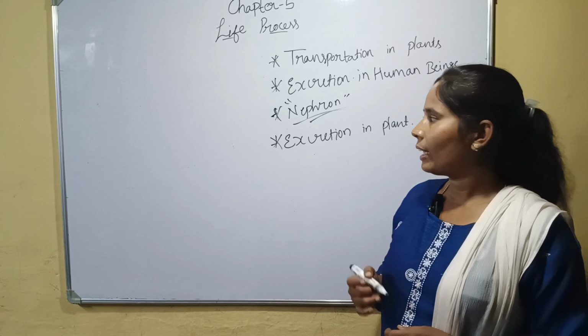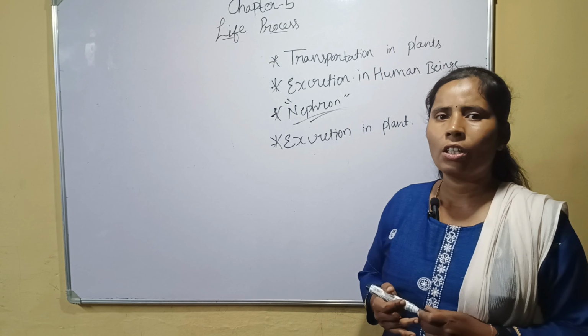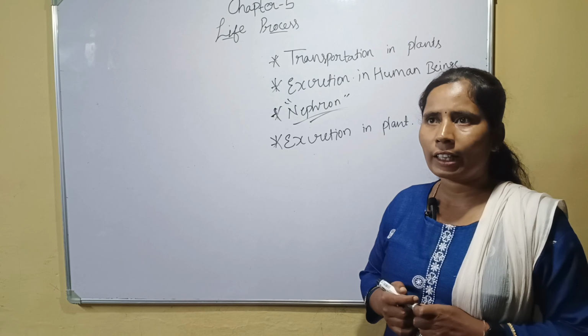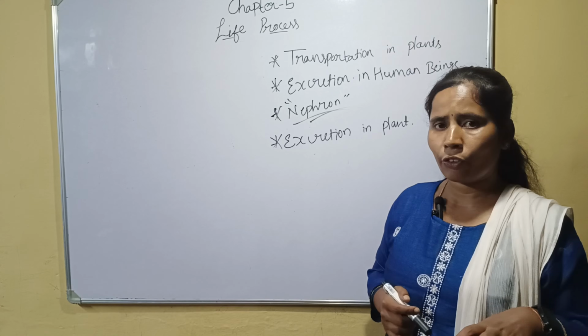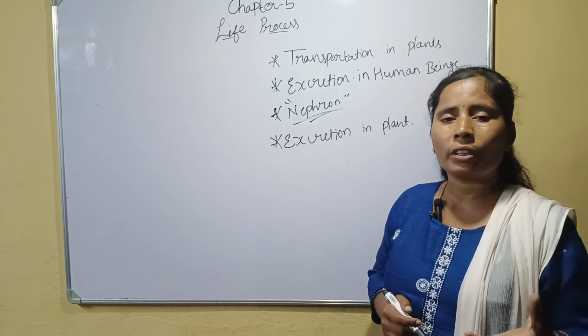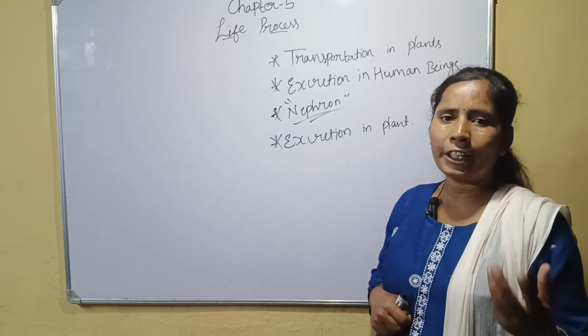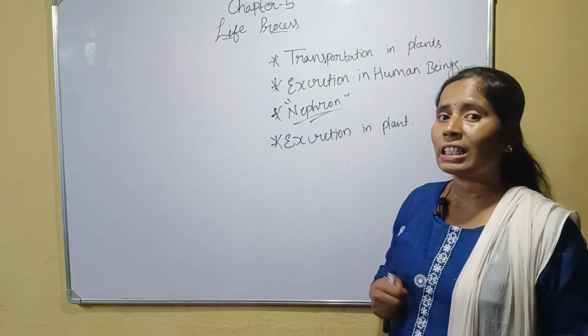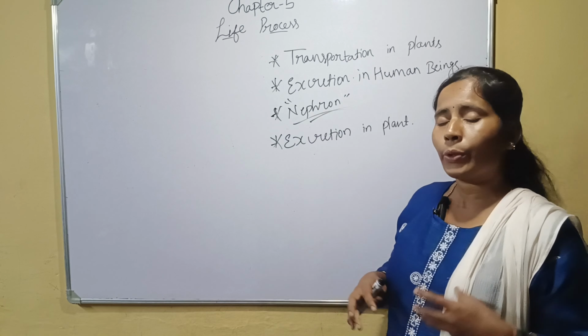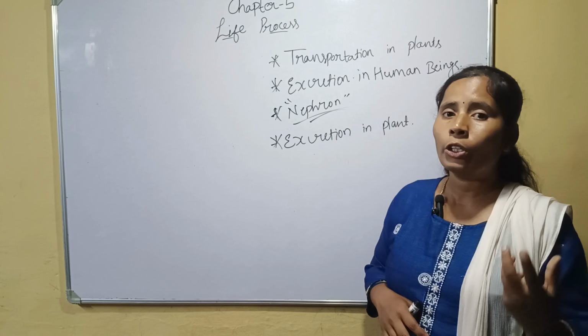The pure blood is again passed back to the person's body. The next topic is excretion in plants. A living organism takes in food, and in the same way it has to throw out waste. We have seen excretion in human beings, how the nitrogenous waste is thrown out. In the same way, the waste produced in the plant body has to be thrown out.